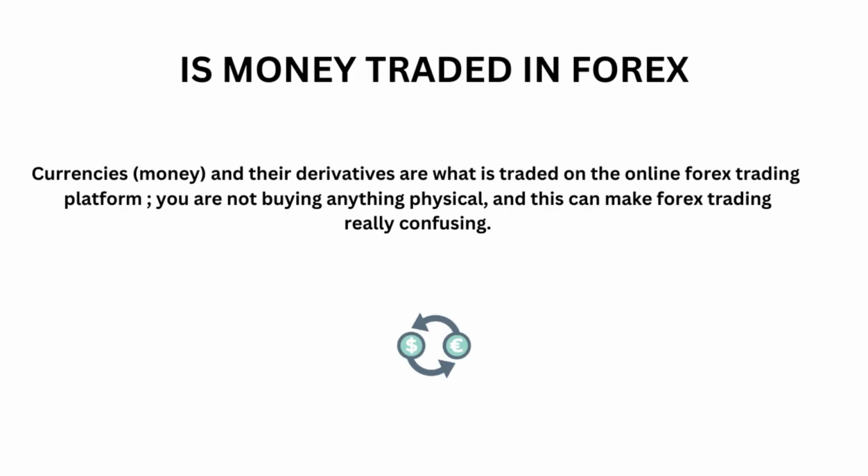Now, is money traded in forex? Currency, that is money, and their derivatives are what is traded on the online forex platform. You are not buying anything physically, and this can make forex trading really confusing. So don't worry. When we discuss how to place a trade, you will understand it more easily.